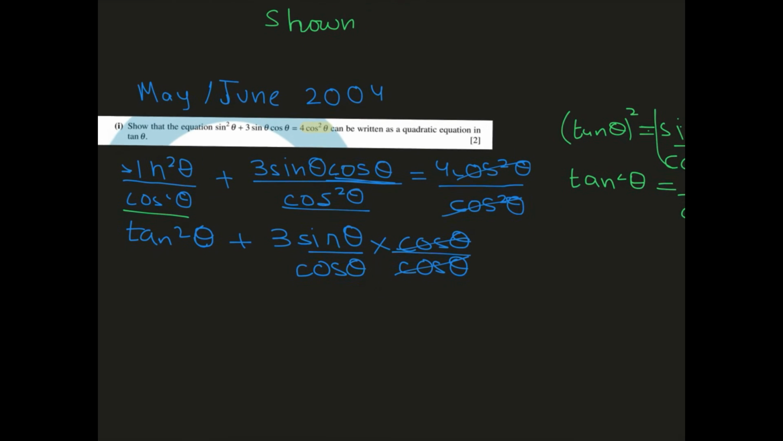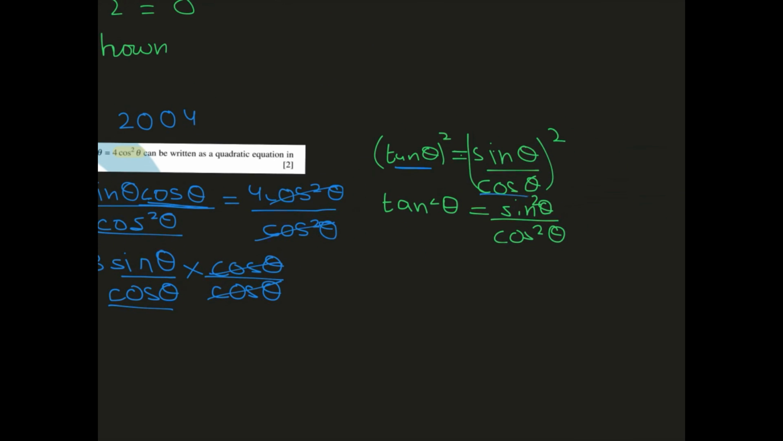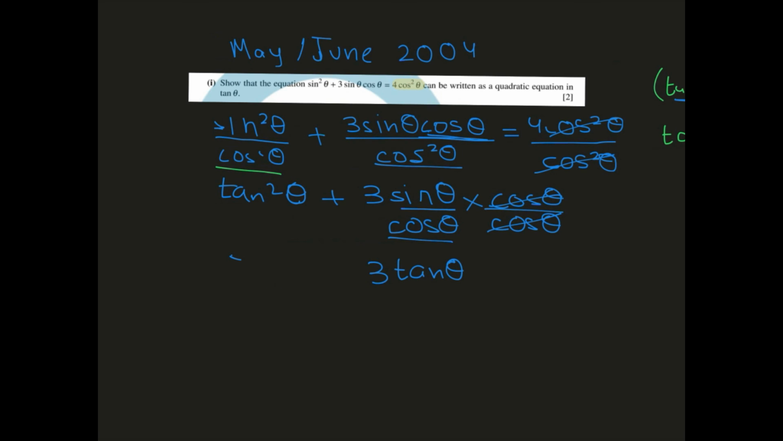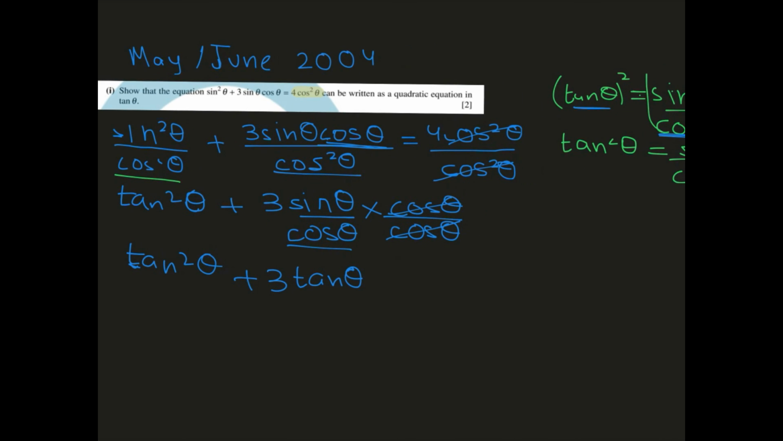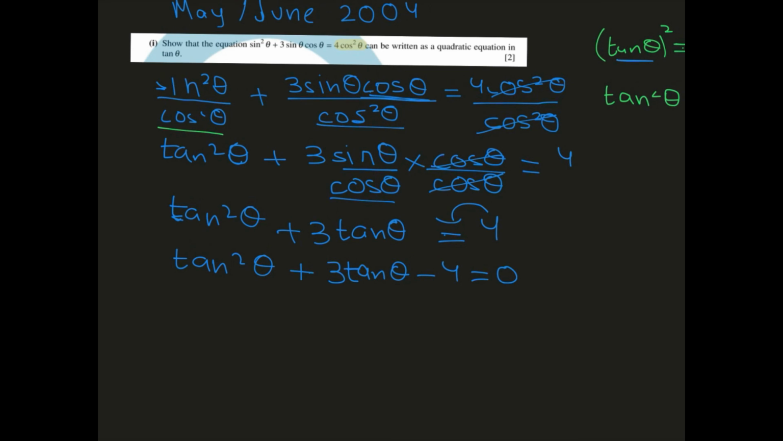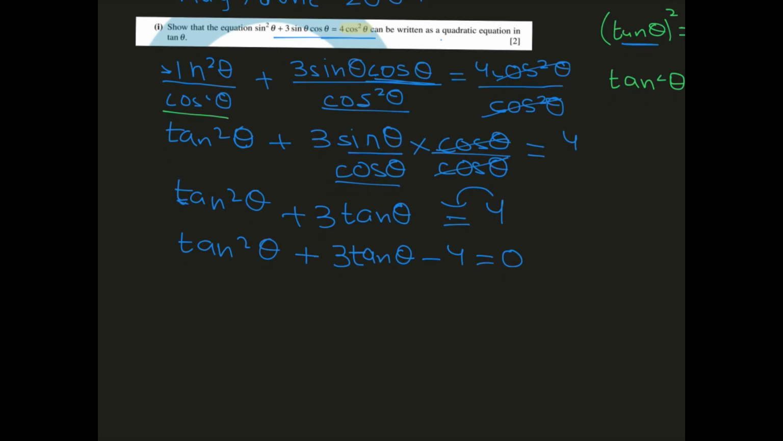So this one gets cancelled out, and this one, because of the first identity that tan theta is equal to sine theta over cos theta, we can replace this with tan theta. So 3 tan theta, right? And this will be tan square theta. I have just copied it as it is, plus 3 tan theta, and here we have is equal to 4 because the cos square theta got cancelled out. Then we just bring this to the other side of the equation, so this becomes tan square theta plus 3 tan theta minus 4 is equal to 0. So we have expressed the original equation as a quadratic equation in tan theta. So you can say shown.